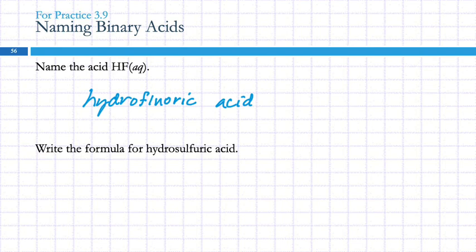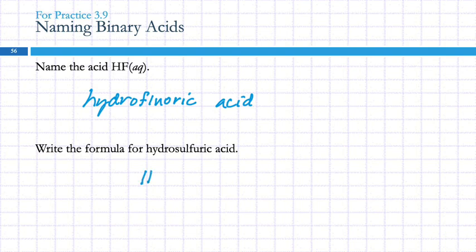And then if we need to write the formula, hydrosulfuric acid. So what 2 elements are in this acid? Hydrogen and sulfur. But it doesn't tell us anything about how many hydrogens and how many sulfurs. But acids ionize when they're put into water. So we're going to use the ion charges of hydrogen and sulfur to figure out the formula.